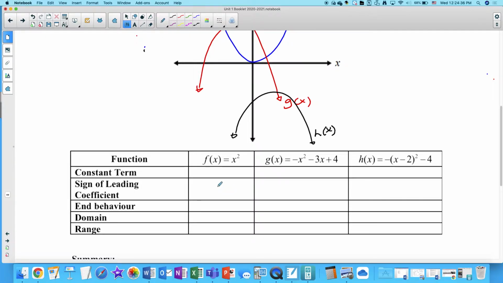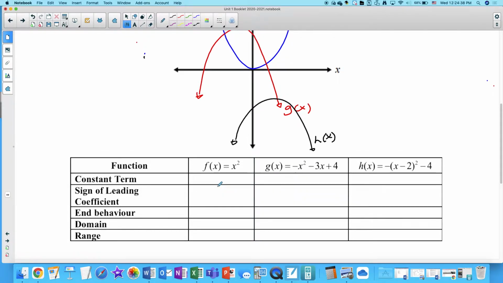All right, now let's look at these one at a time and do the same sort of analysis that we did yesterday. Okay, so if we're looking at y equals x squared, that's the blue graph. In this case, the constant term is actually 0 because we're not adding or subtracting any number to it. So this is just 0. You can think of this as plus 0. Okay, sign of the leading coefficient. So the leading coefficient in this case is the coefficient of x squared, and it's 1x squared. So the coefficient is 1, which means it's positive.